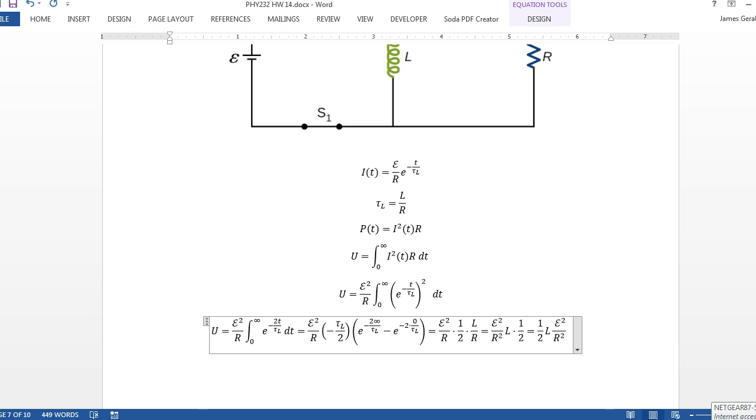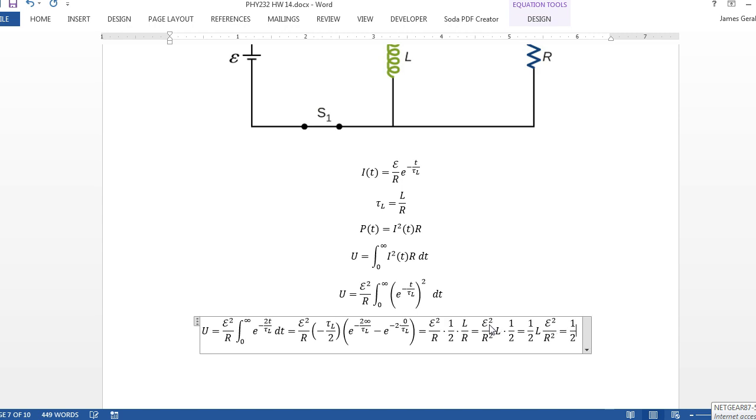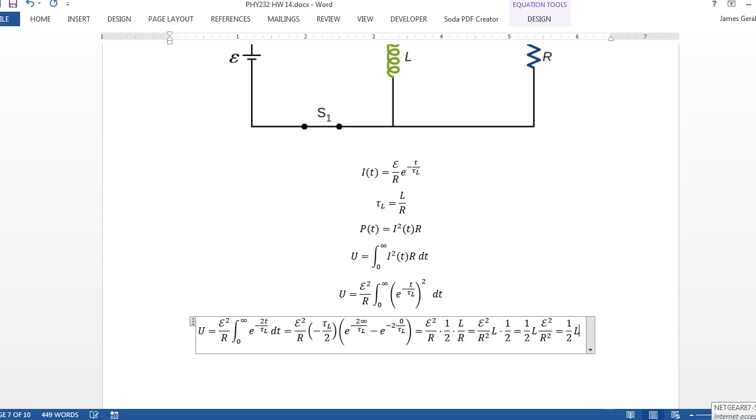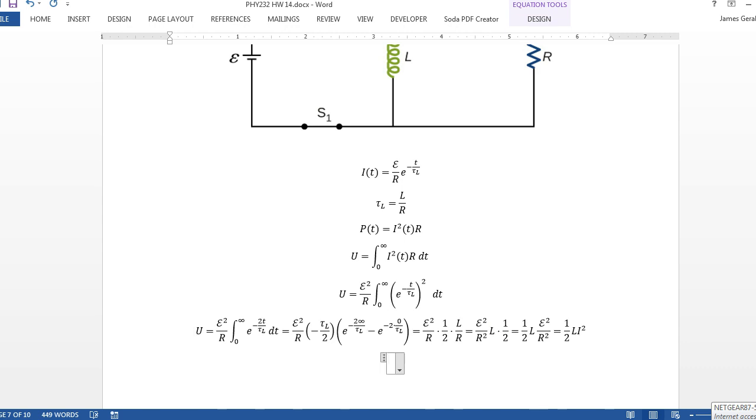And what is E over R? E over R is the current at time t equals 0, right? So 1/2 L I squared is what we have here, where that's the current at time t equals 0, which is just the energy that was stored in the inductor before we started.